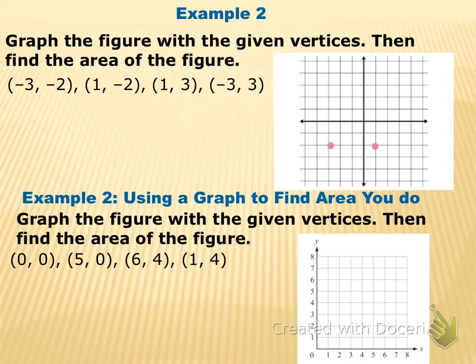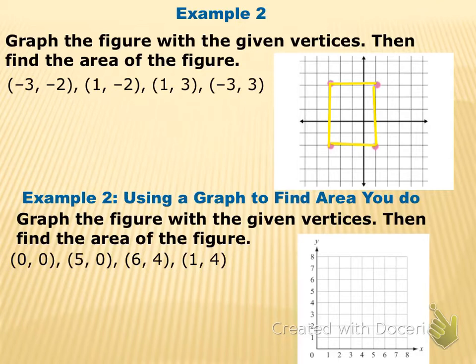Over 1, up 3. Over to the left 3, up 3. And if you notice, that's going to be a rectangle. Now if you go ahead and draw your lines, you will get a rectangle that resembles this.